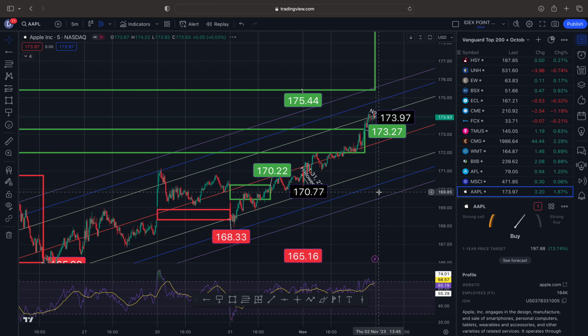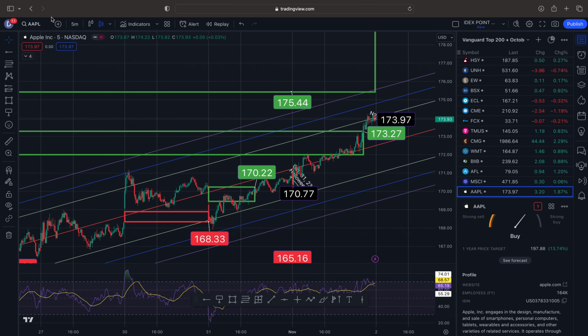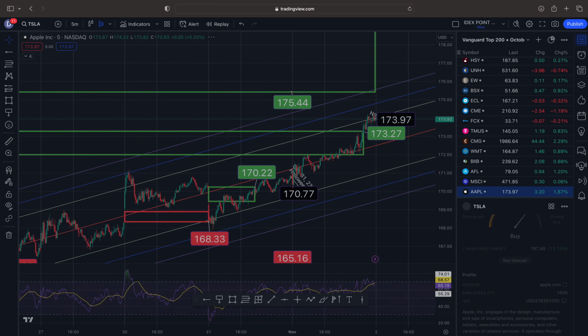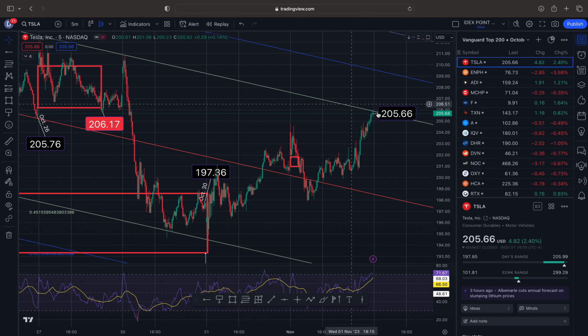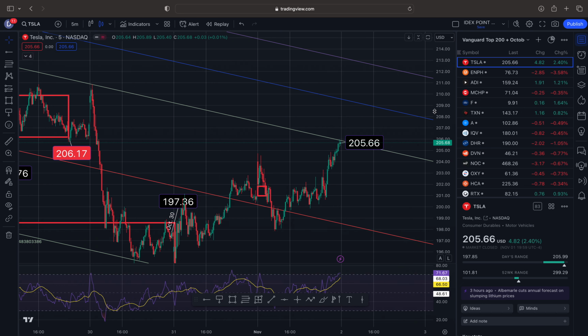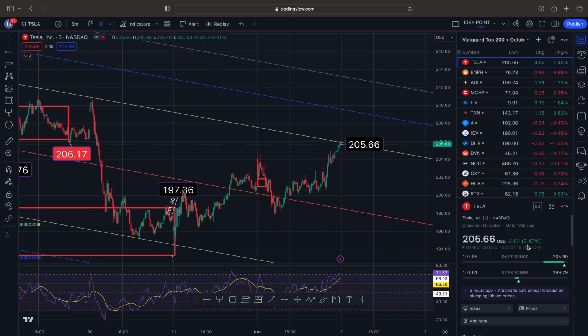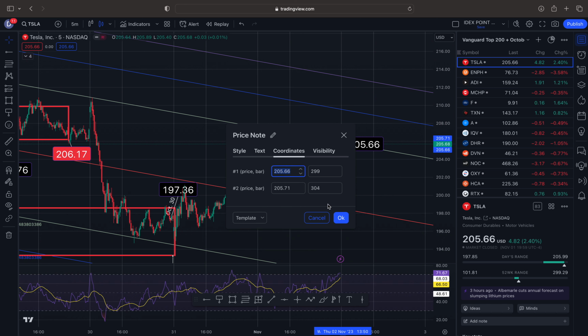support and resistance lines. Now the next one I want to go over is Tesla. All right, we ended at 205.66, up 2.4%. The low 197.85, the high 205.99.